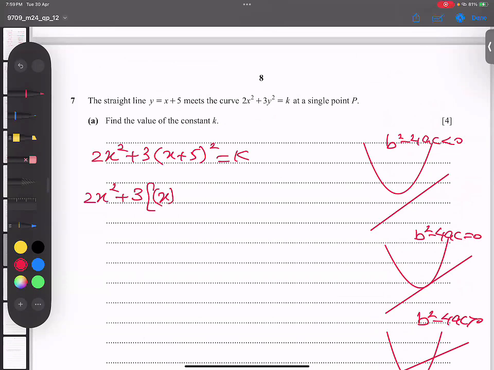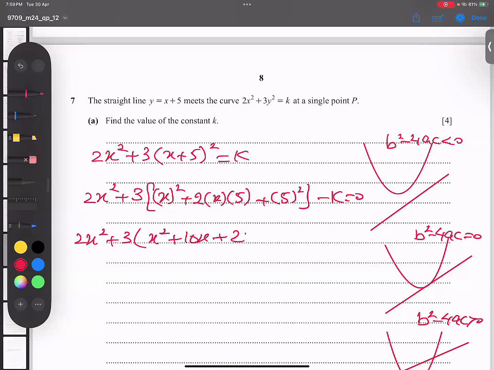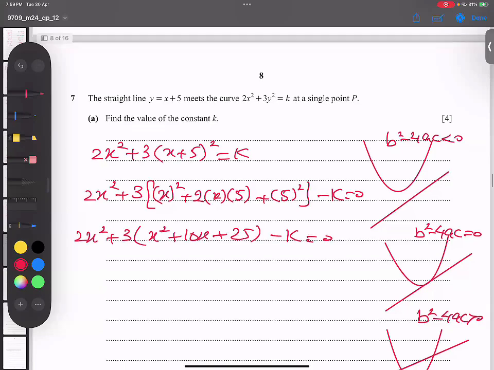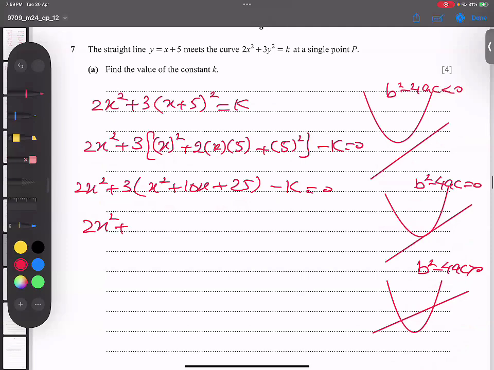First term square plus 2 into first term into second term plus second term square. And k comes on the left hand side. I got x squared and 10x plus 25. So 3 multiplies inside. 3 tens are 30x. And 75 minus k is equal to 0. I get 5x squared plus 30x plus 75 minus k.